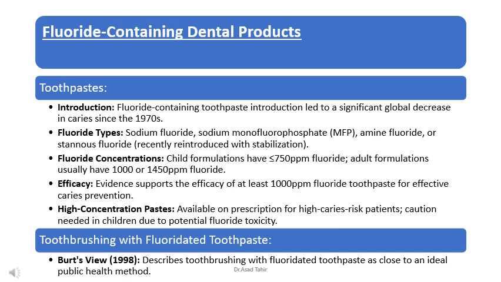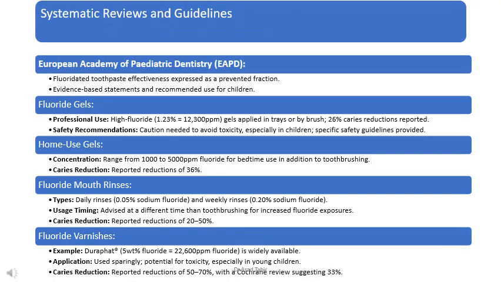Toothbrushing with fluoridated toothpaste. Burt's View, 1998, describes using toothpaste fluoride while brushing as nearly ideal for public health. In simple terms, using toothpaste with fluoride is a great way to prevent cavities. Systematic reviews and guidelines for fluoride products.